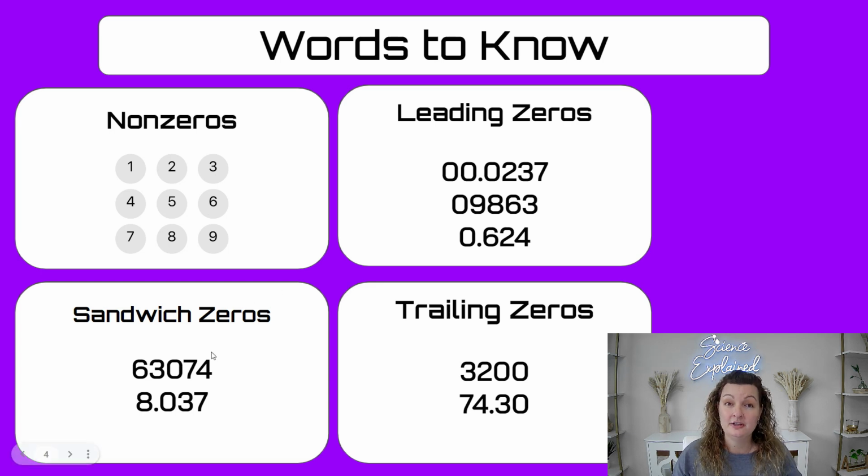And then we have sandwich zeros. And those are zeros that fall in between non-zero numbers. So it's kind of like they've been sandwiched in. And it doesn't matter if there's a decimal or if there's not a decimal, they're still sandwich zeros.